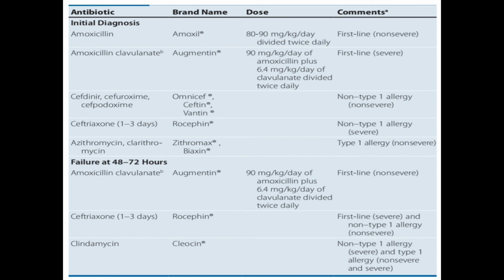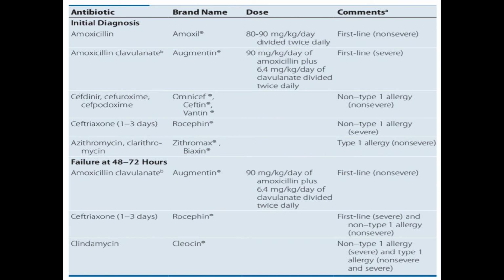If treatment failure occurs with amoxicillin, that is failure at 48 to 72 hours, an agent should be chosen with activity against beta-lactamase producing organisms such as Haemophilus influenzae and Moraxella catarrhalis, as well as drug resistant Streptococcus pneumoniae. For example, we can treat with amoxicillin clavulanate or ceftriaxone.